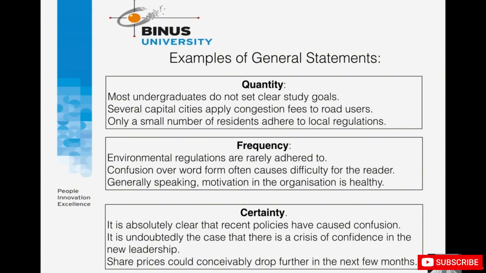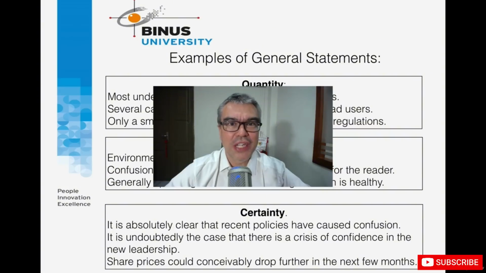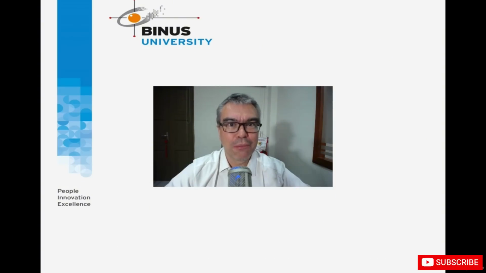So, there you have it. This is an effective yet powerful way to write academic English. Start with a general statement, follow it up with more specific information and examples. And you can generalize in terms of quantity, in terms of frequency, and in terms of certainty. Nice and simple, but effective.